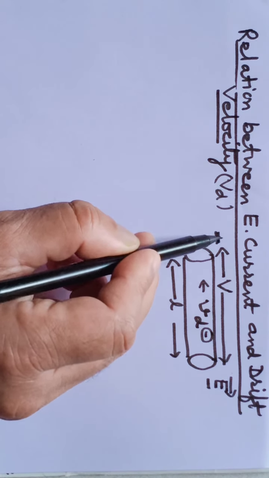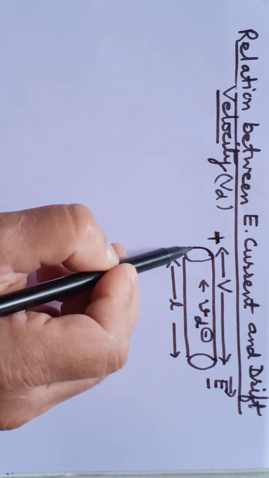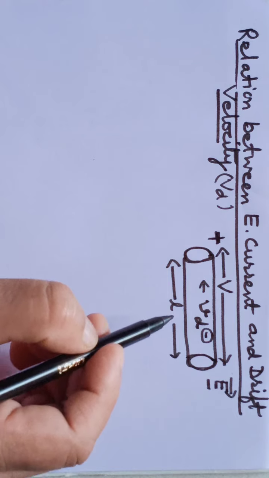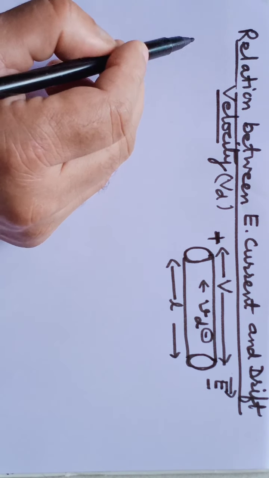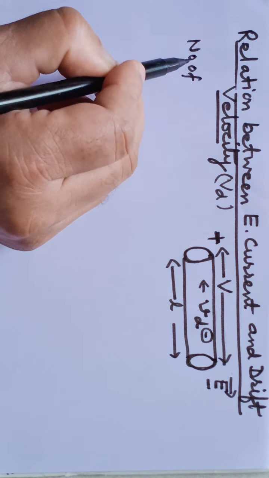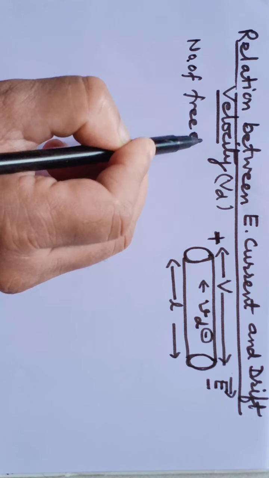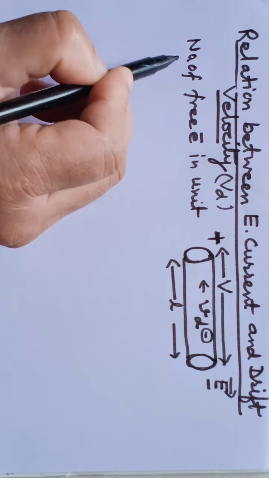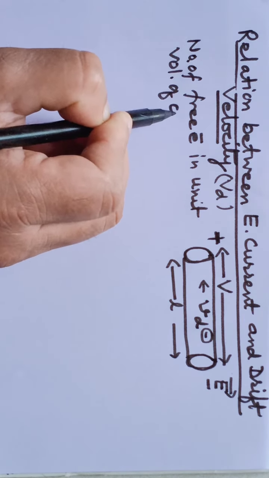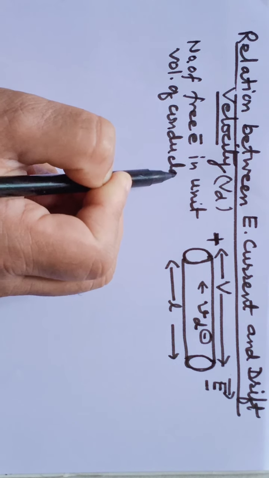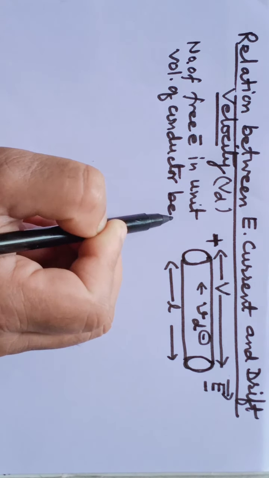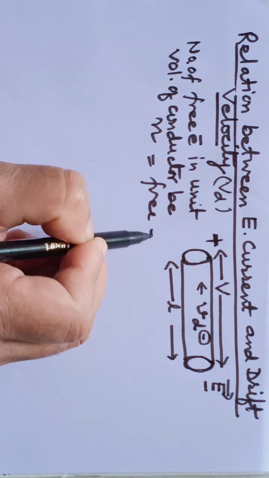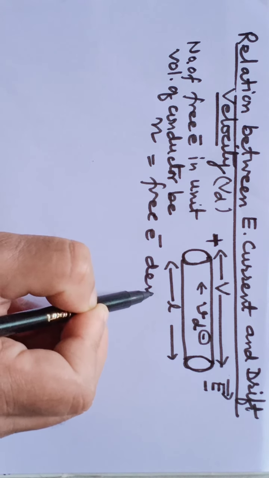opposite to the field, towards the positive terminal of the battery, higher voltage. Let the number of free electrons in unit volume of conductor be small n, which is called the free electron density.